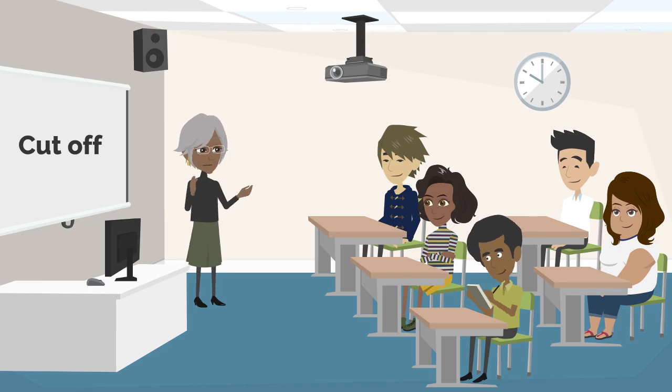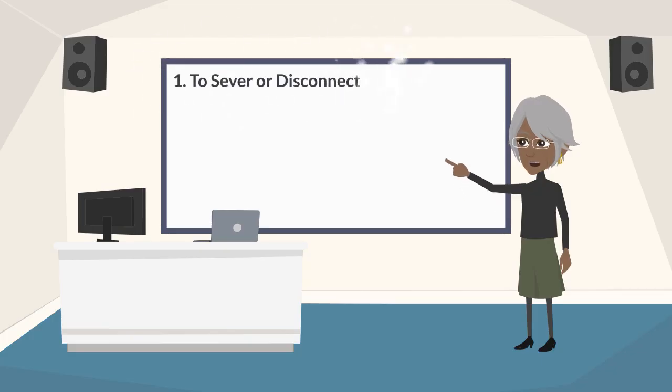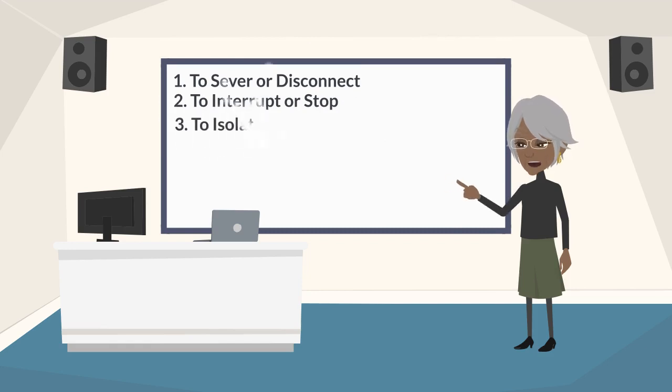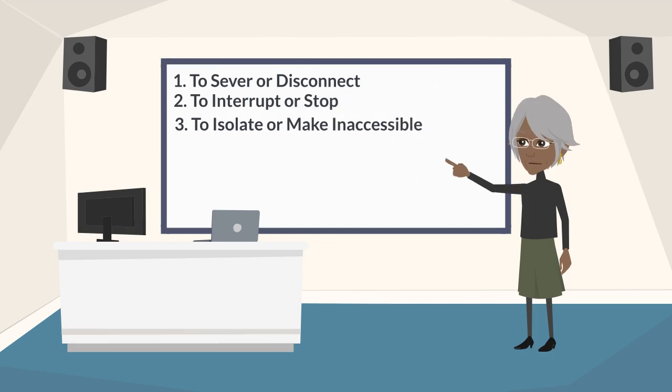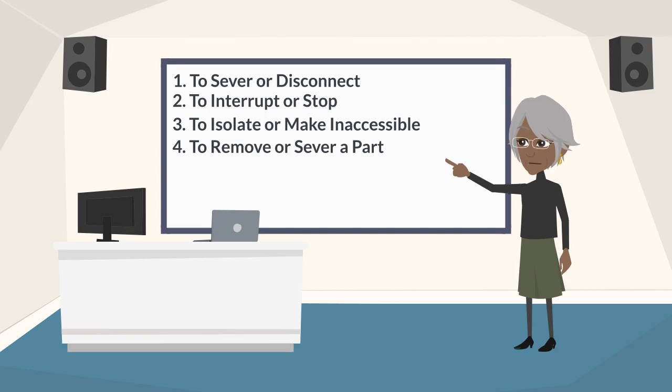Now let's have a quick recap. Our first meaning of cut off is to sever or disconnect, like when you physically separate something from the whole. Our second meaning of cut off is to interrupt or stop someone from speaking or an ongoing action. Our third meaning of cut off is to isolate or make something inaccessible. Our fourth meaning of cut off is to remove or sever a part of something.